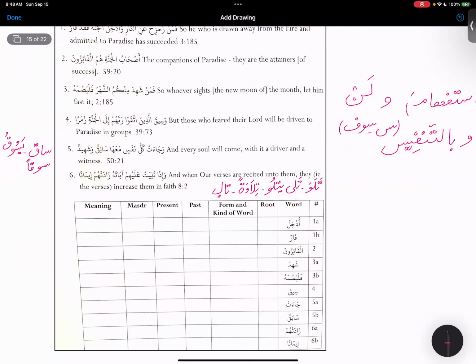And this is showing that they will be taken with honor, like how you say, escorted with protocol. Wasiqa alladhina ittaqaw rabbahum, so they will be given a great protocol, those who had fear of Allah subhanahu wa ta'ala, who adopted taqwa of Allah. Ilal jannati, towards what? Towards Jannah. And zumara, what is zumara? It can be tamyiz, or in group, as a group. In the form of groups, they will be taken towards Jannah.